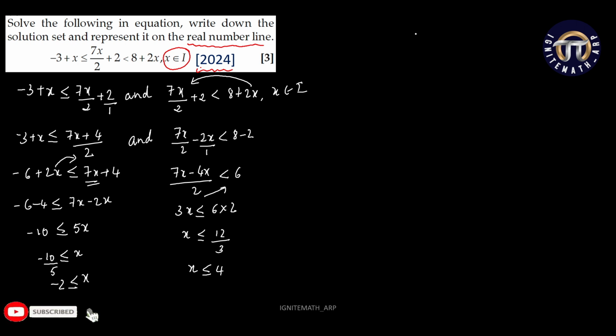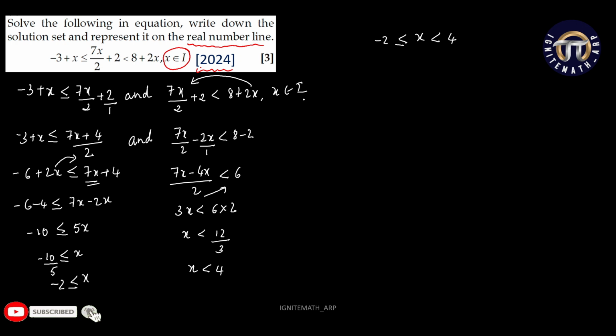So I can combine both of them. x is greater than or equal to minus 2. Okay, so now be very careful. Here the equal to sign is not there, right? It is just x is smaller than 4. Correct. So now x is greater than or equal to minus 2 and x is smaller than 4.